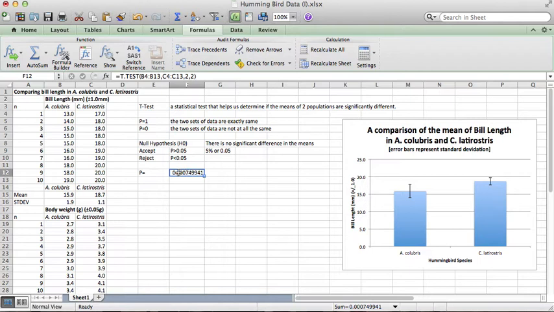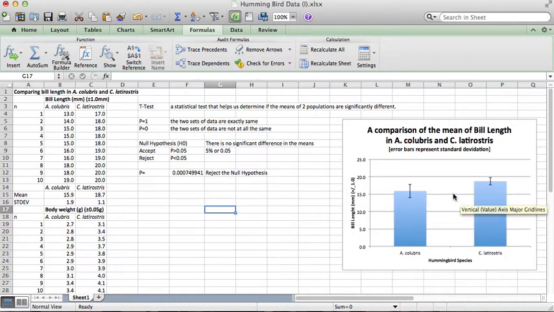We can see that P is much, much lower than 0.05. Therefore, we are going to reject the null hypothesis. We can also see from our graph over here that there's not much overlap between these points, and it's pretty easy to tell that there probably is a statistical difference.